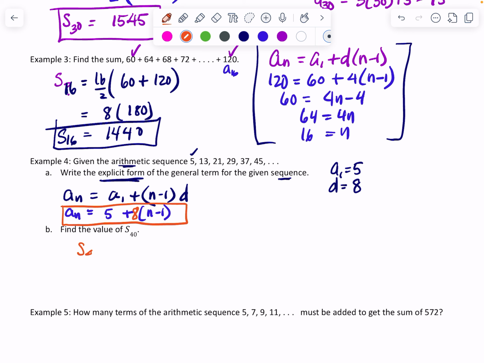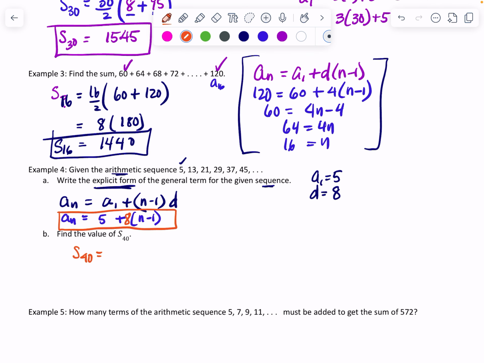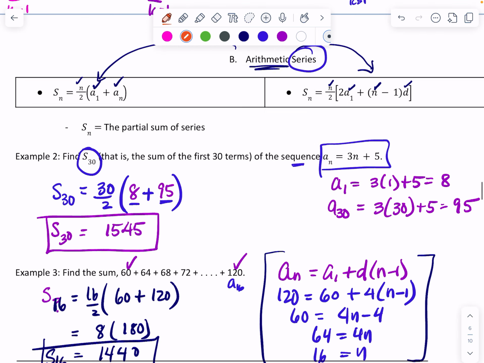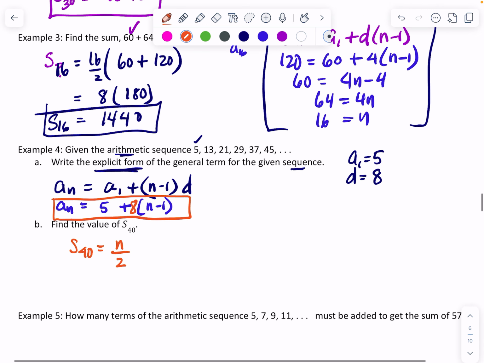Now they're saying find the sum of the first 40 terms. Again, there are two formulas. The first one was n over 2, the first and the last term. I still don't know the last term. Let's see if I can use the other formula.